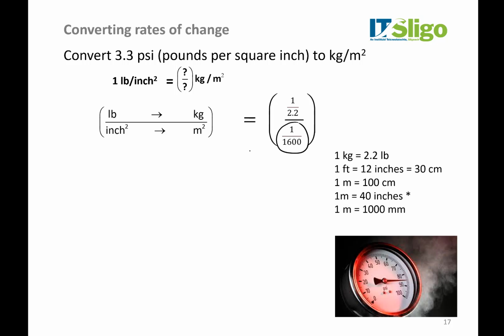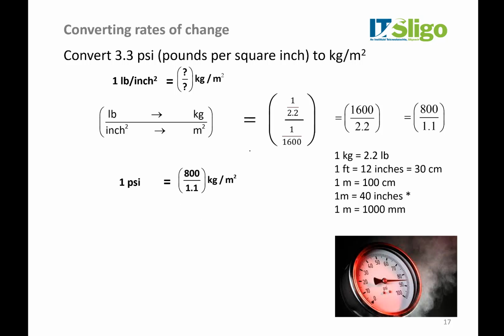Flip the lower fraction and multiply. And finally, guys, I cancelled here. I was wondering whether I should or not, but I did just because it looked fairly straightforward. So that's my conversion factor then, guys. 1 pound per square inch is 800 divided by 1.1 kilograms per meter squared. And again, guys, don't be tempted to get the calculator because you're going to be bringing in rounding errors straight away.